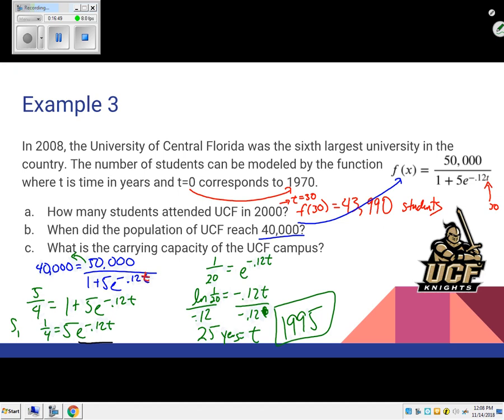Anyway, part C down here, find the carrying capacity. Save the easiest part for the end. Whatever's on top right here, 50,000. So whatever is stopping this from growing past 50,000, whether it's professors, whether it's the size of the campus, whether it's dorm room space, whatever it is, I can expect this number to get closer and closer and closer to 50,000 based off what they had in 2008, but it's never going to surpass it.